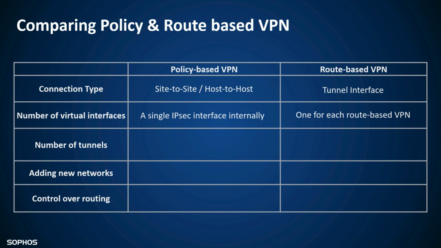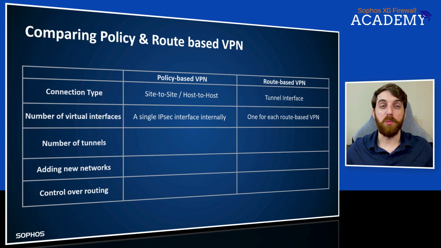With a policy-based VPN, you get a single IPsec interface. You do not see this in the XG firewall. You can see it when you go into the CLI, but this is mainly just used for internal routing purposes. With the route-based VPN, you get an XFRM interface that is configurable, that you can put an IP on and you can route traffic to it. This is also a selectable gateway.